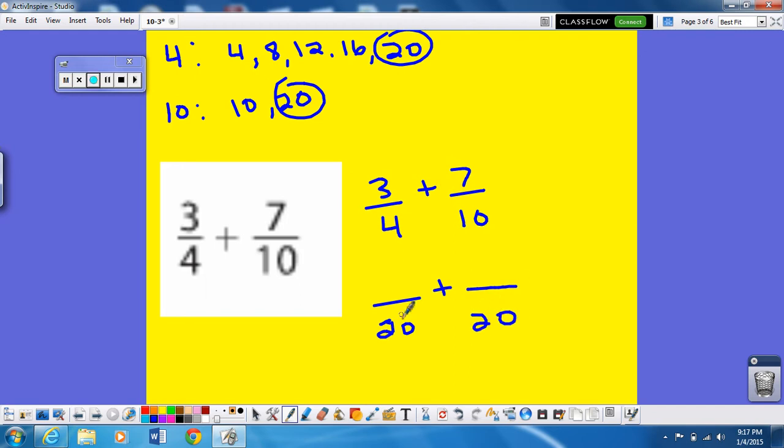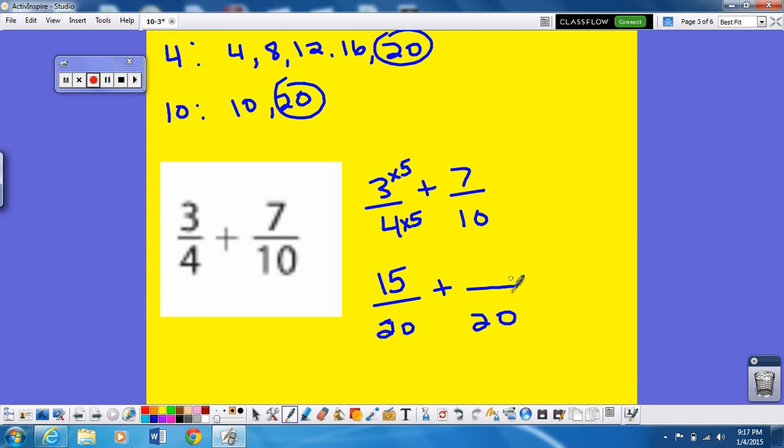How did I get from 4 to 20? Times 5, which means I have to do times 5 up here. 3 times 5 is 15. Remember, all we're doing here is we're making equivalent fractions. 3/4 is the same thing as 15/20. It's just using a different fraction.